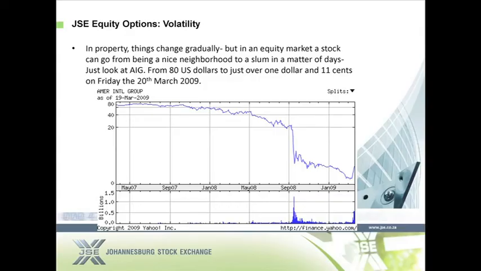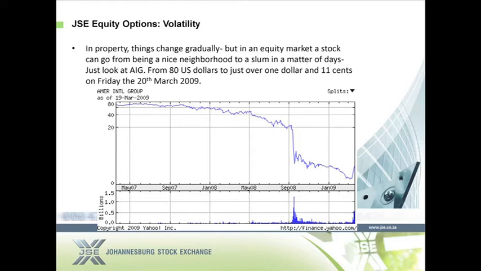Now we can see that in the real estate market, things change pretty slowly. In an options market, in an equity market, things can change incredibly fast. Let's look at this slide of AIG's share price. It went from being the most respected and one of the biggest US corporations to being nearly bankrupt in a matter of months. So change can happen a lot faster in the equity market than it generally does in a residential property market. It went from about $80 US to just over $1.11 on Friday, the 20th of March, 2009.